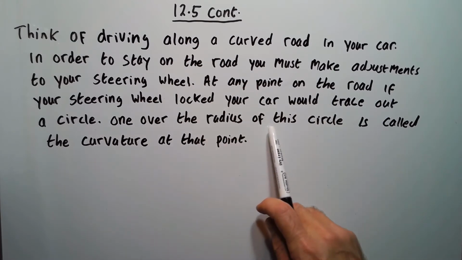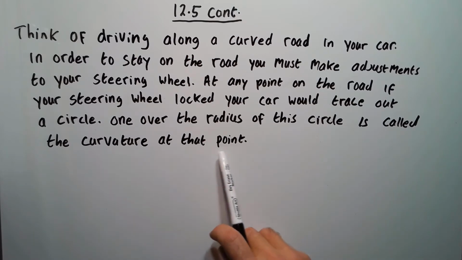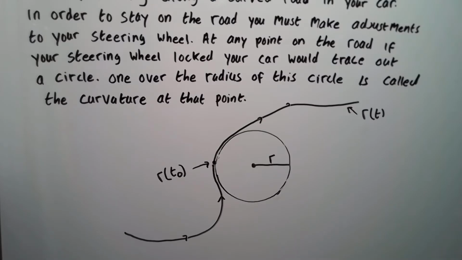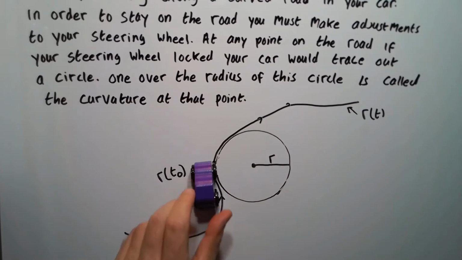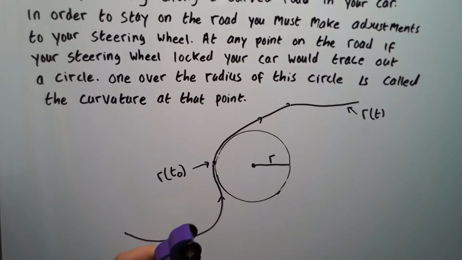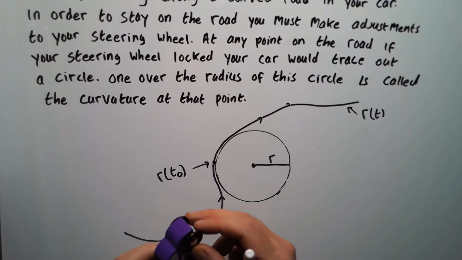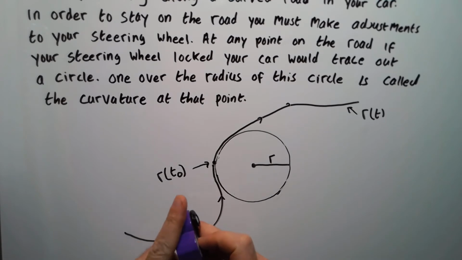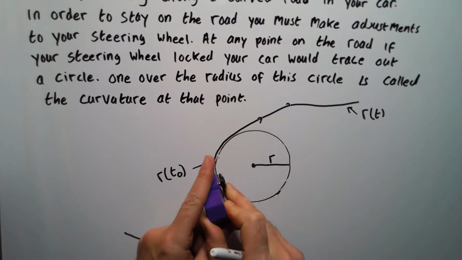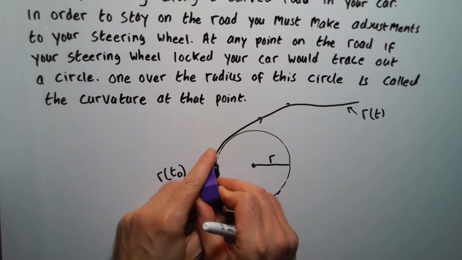1 over the radius of the circle is called the curvature at that point. Let me draw the picture here. Suppose this is our curved road, and you're driving in your car along this curved road. When you get to this point here, say your steering wheel locks. The wheels don't move, they'll be pointing that way, say. If your steering wheel locked, then you trace out a circle.